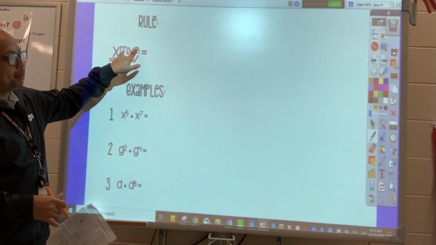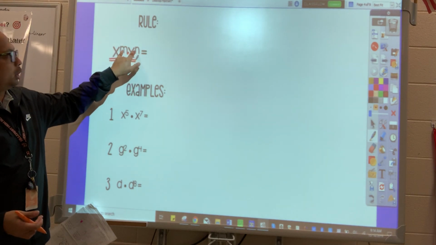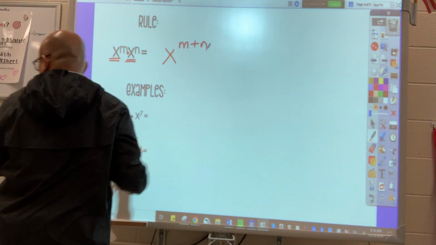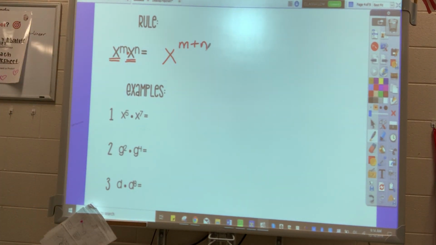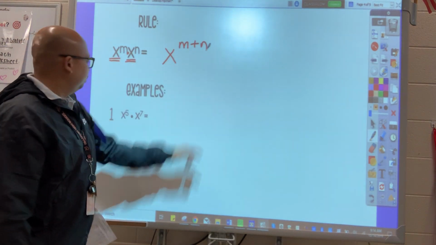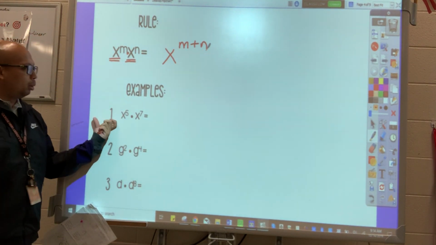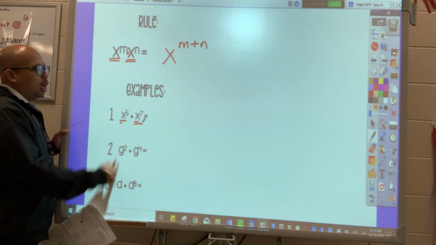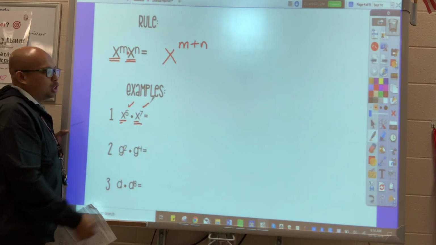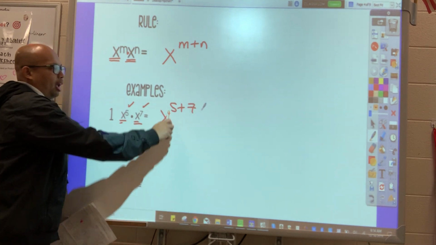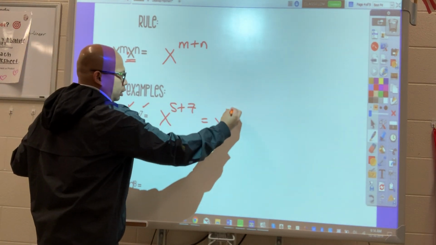And the exponents are m and n. They could be the same, they could be different. What do you do with m and n? You add them, m plus n. And that's the rule there. So you copy the base, but you add the exponents. So let's see the example here. Number 1, x to the 5th times x to the 7th. The bases are the same, they're both x's. The exponents are 5 and 7. So what do you do according to the rule? You add the 5 and the 7. What's 5 plus 7? The answer is 12.